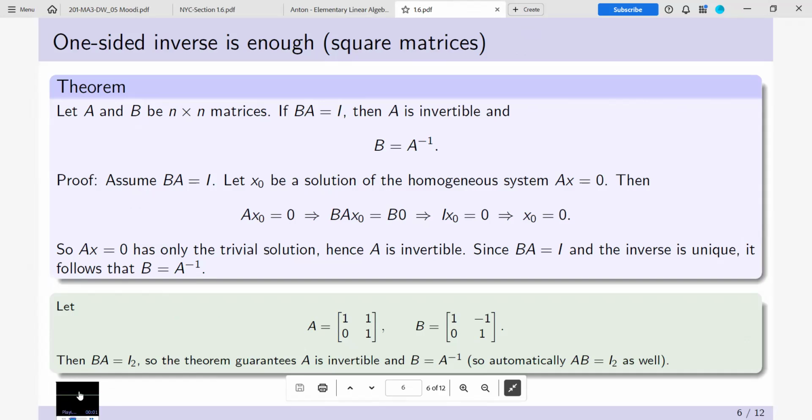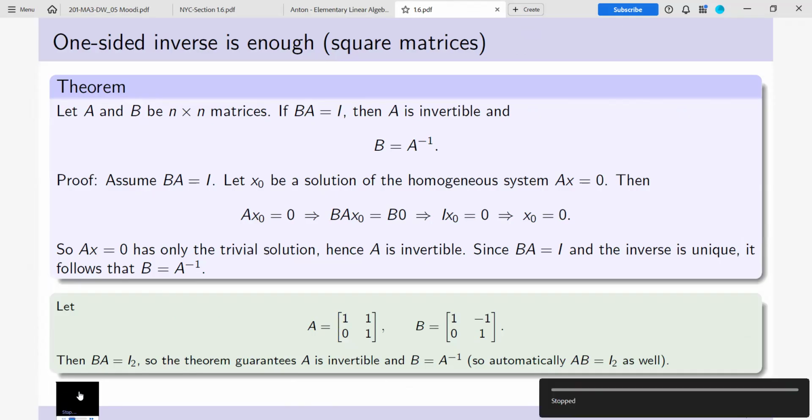This is a cool shortcut. For square matrices, if you manage to prove BA equals the identity, you don't need to separately check AB. It's like finding one working key direction and the door admits it's unlocked.